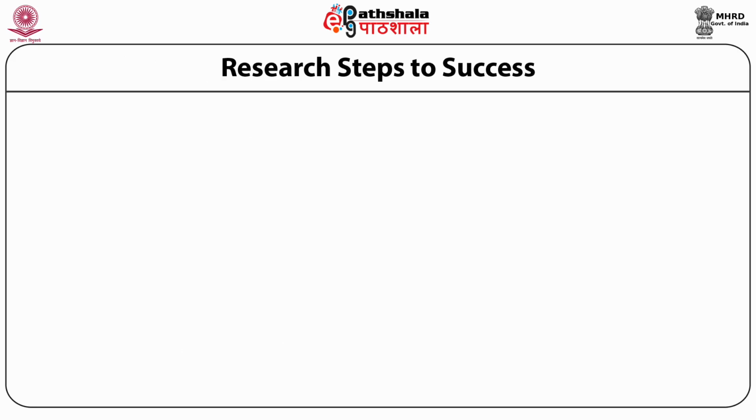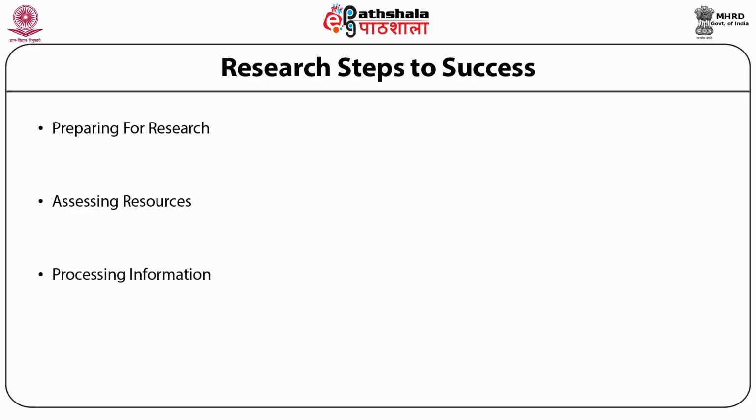The first stage is preparing for research. This first step involves preparation for research, and the second stage is assessing resources. In this stage, users have to check the topic, research planning, and check resource planning and make a perfect information search strategy. And the third step is processing information.